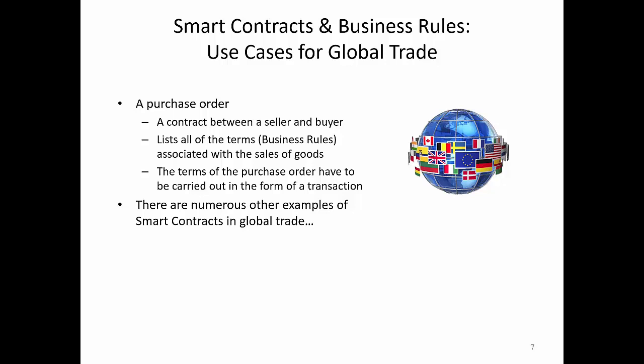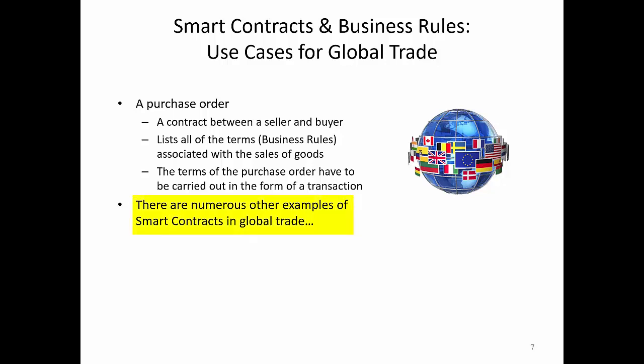Third hash point here, the terms of the purchase order have to be carried out in the form of a transaction. Sending a purchase order is one thing. Agreeing to the terms is one thing. Executing on the purchase order is the third component that makes POs so interesting for blockchain. A purchase order is a smart contract.